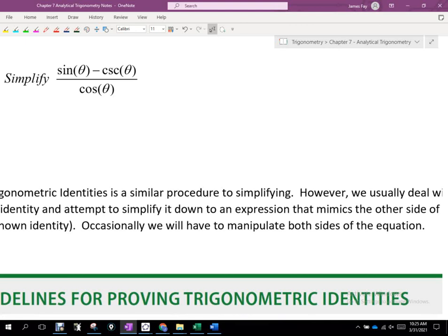Okay. So this one says simplify sine theta minus cosecant theta over cosine theta. Okay. No powers here, right? No powers greater than 1. So what would you think the first step to be? Okay, so I'm going to address the objects that are not sine and cosine and put them into sine and cosine. So cosecant is 1 over sine.